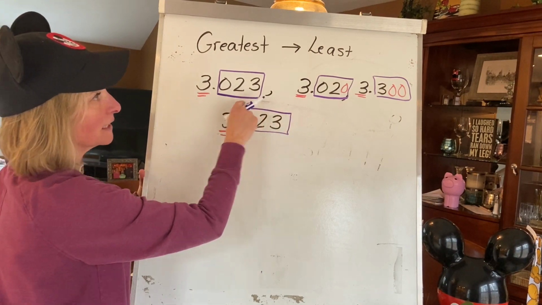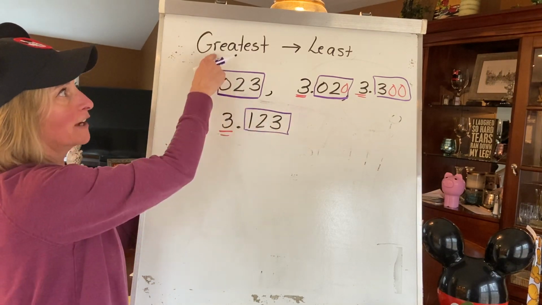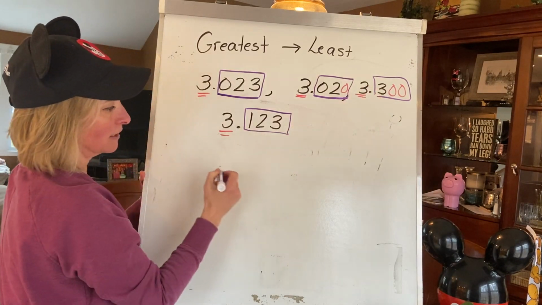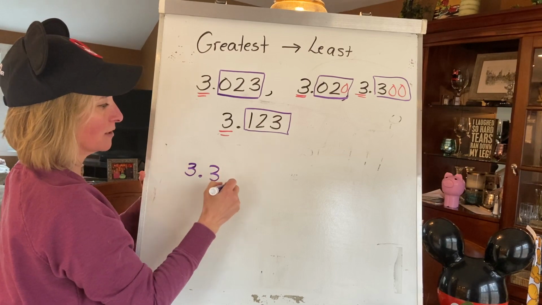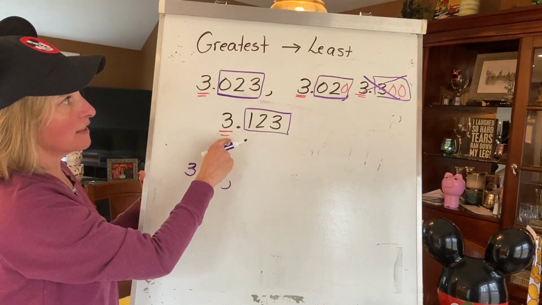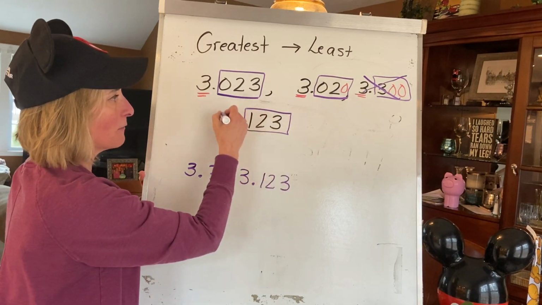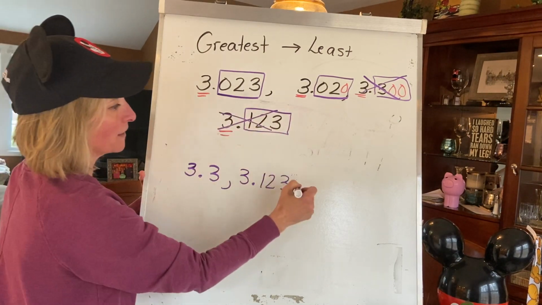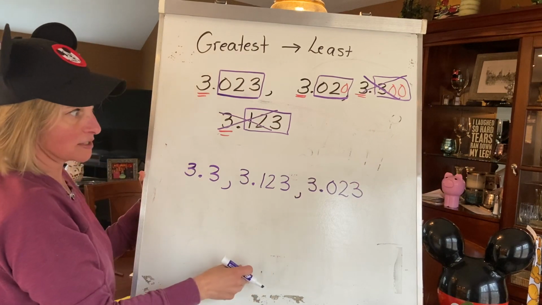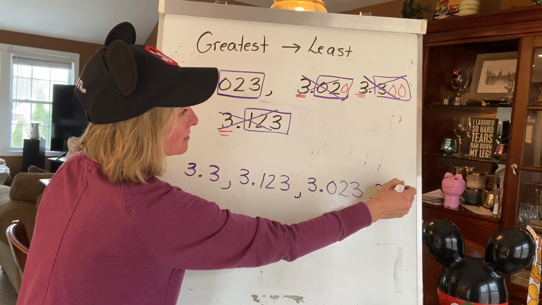So I have 23, 20, 300, and 123. Don't forget, you want to go from the greatest to the least. Some of you did it in reverse. So I know that 300 is the largest, so my first one is going to be 3 and 3/10. Cross it out so I don't get confused. Then I know 123 is the next largest, so I'll write that one. Then I know 23 is the next biggest number, so I'll put 3 and 23 thousandths. And then this one's the last one, so it would be 3 and 2/100.